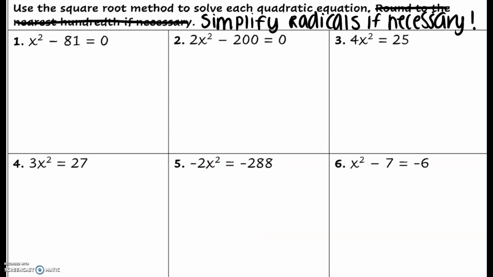I'd like you to pause this video after I give you the following directions. I'd like you to solve problems 1 through 9 on the notes provided. Solve each of these quadratic equations using the square root method. If you end up with a radical that is not a perfect square, I'd like you to simplify the radical. Do not round to the nearest tenth. You may pause the video and get started now.